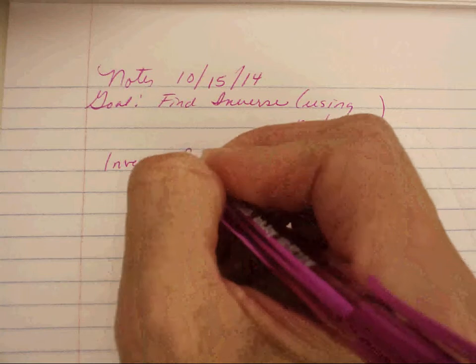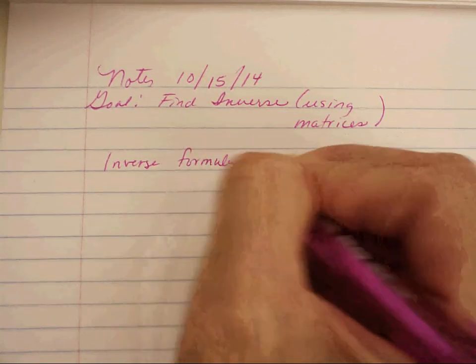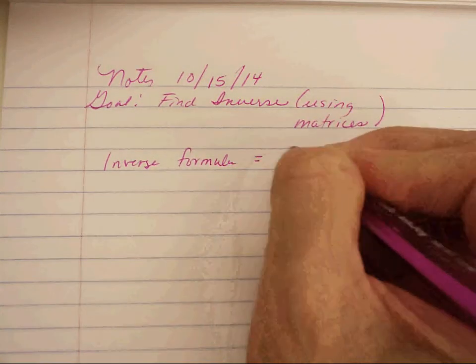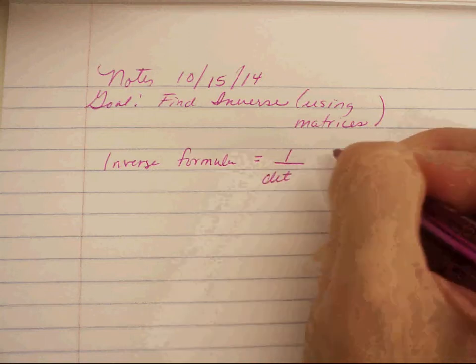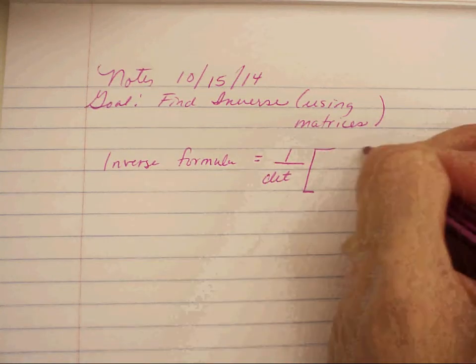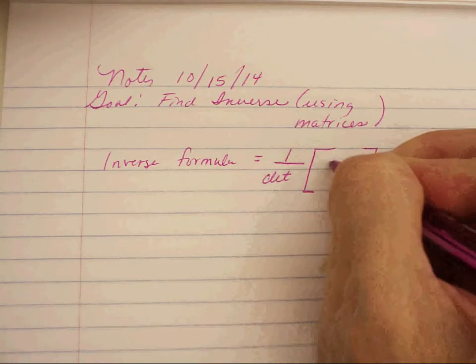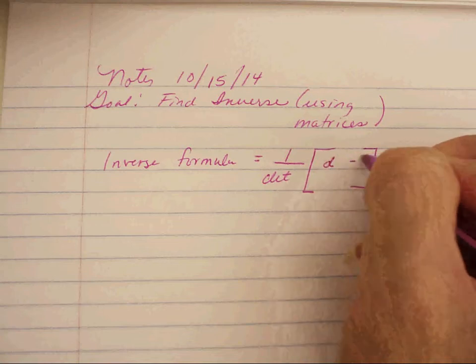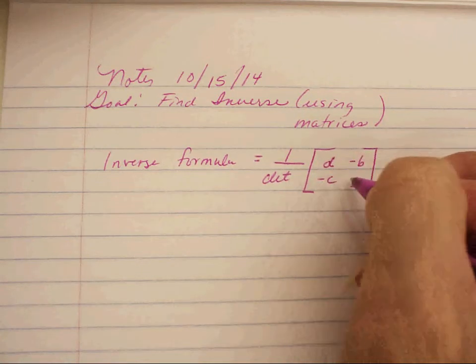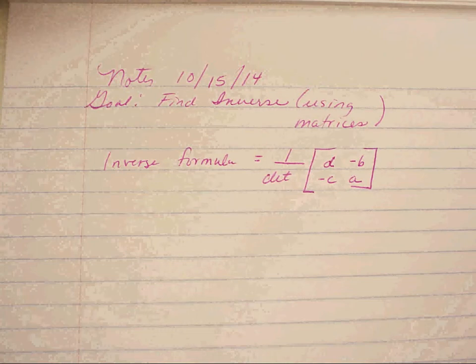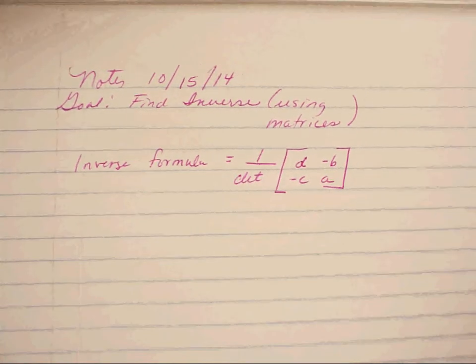The inverse formula: 1 divided by the determinant times the matrix D, negative B, negative C, A.